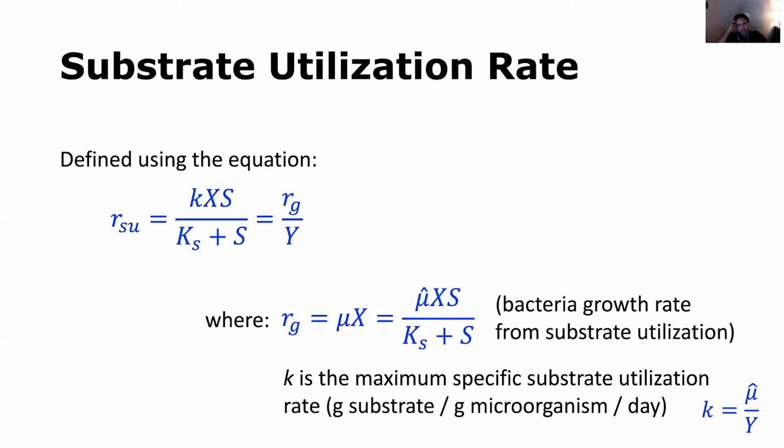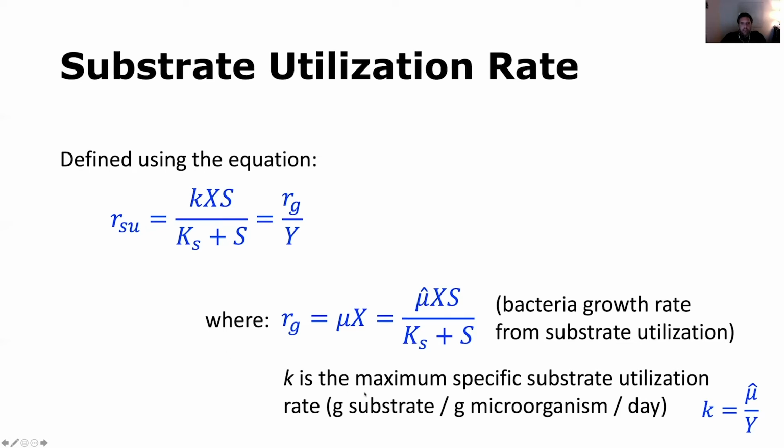All right, so correlated with microbial growth is the utilization of substrate, because as the microbes are growing, as they're metabolizing, they're degrading the substrate. So we can define the substrate utilization rate as R sub SU, and it's defined by this equation: it's equal to K times X times S divided by K sub S plus S. K sub S is the half saturation rate constant according to Monod kinetics, S is the substrate concentration, and X is the biomass concentration in the reactor.